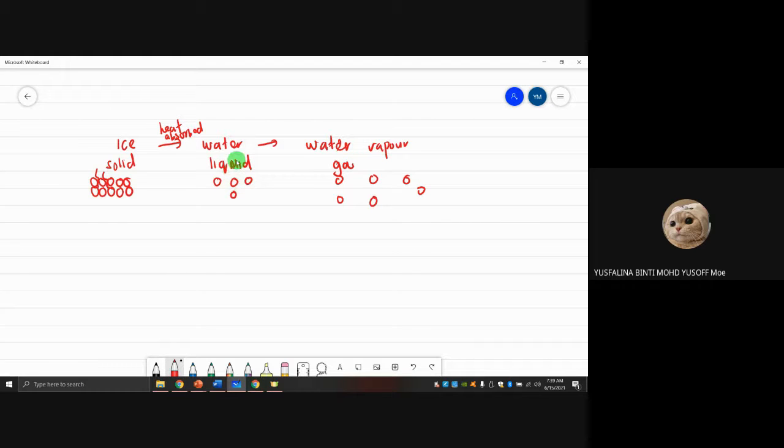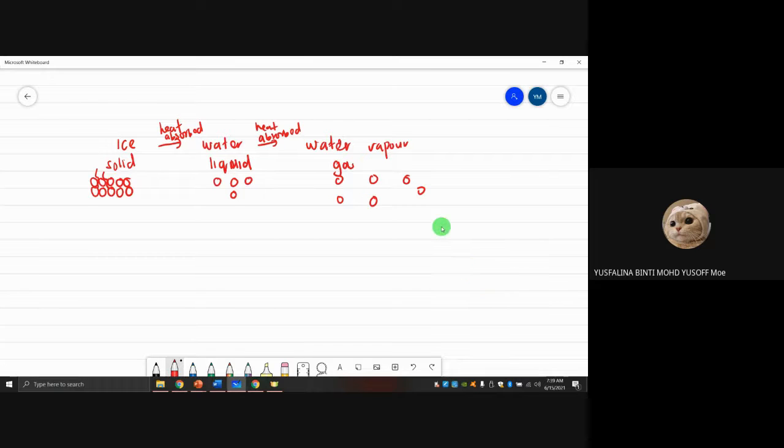Okay, so it's the same when the liquid wants to change to gas, right? So from water change to water vapor. You can see the molecules here are much further apart. So it means you need to absorb the heat, okay? So it can move freely like gas. So this one also, heat is absorbed to break the molecule bond, so it can move freely like gas.